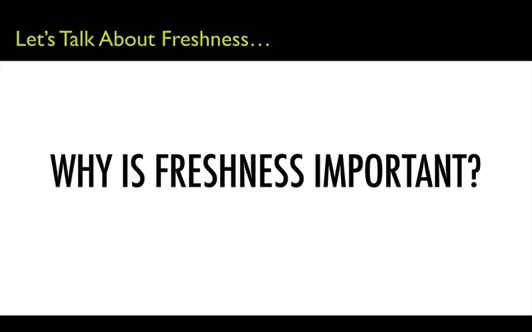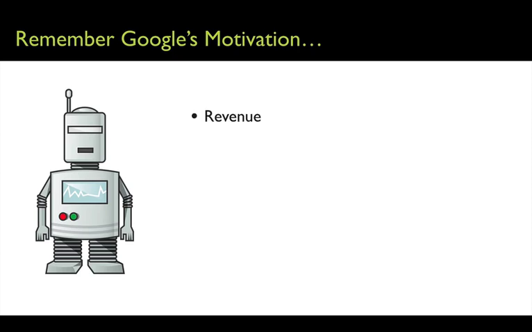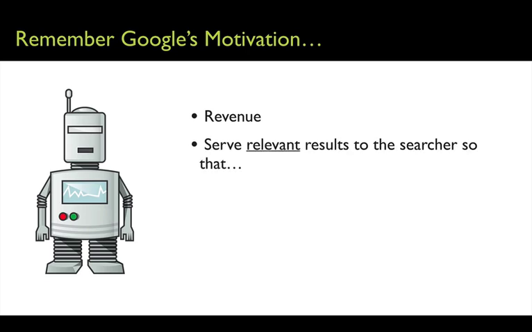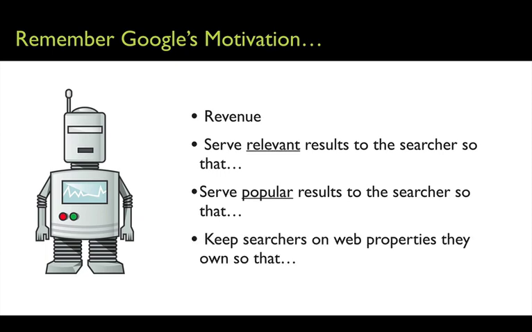Now, let's talk about something that is not talked about very often, which is freshness, and why freshness is so important when it comes to your blog content. So, the internet is aging, right? Every day the internet gets a day older. There are about 2.7 million blog posts that get published every single day. And if we remember, Google's motivation is to generate revenue, and they do that by serving relevant results to the searcher so that they can get more ad clicks. They want to serve popular results to the searcher so that they can get more ad clicks and get more revenue. And they want to keep searchers on web properties they own so that, again, they can get more ad clicks and more revenue.